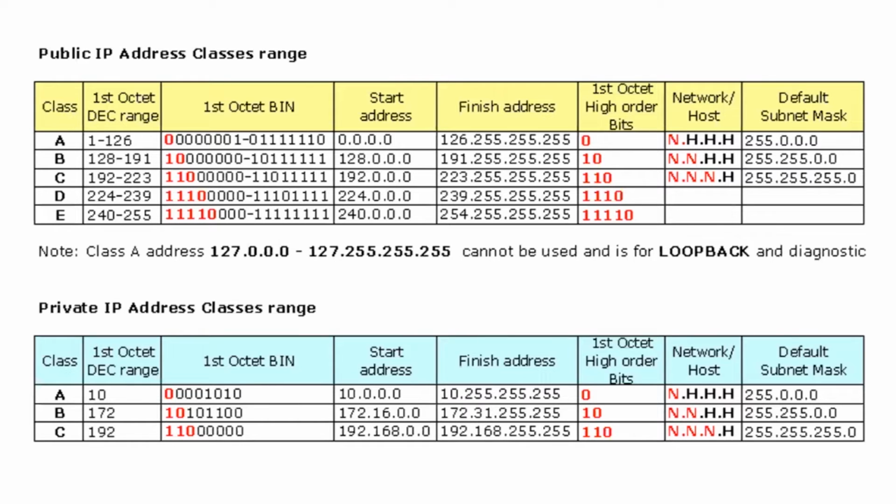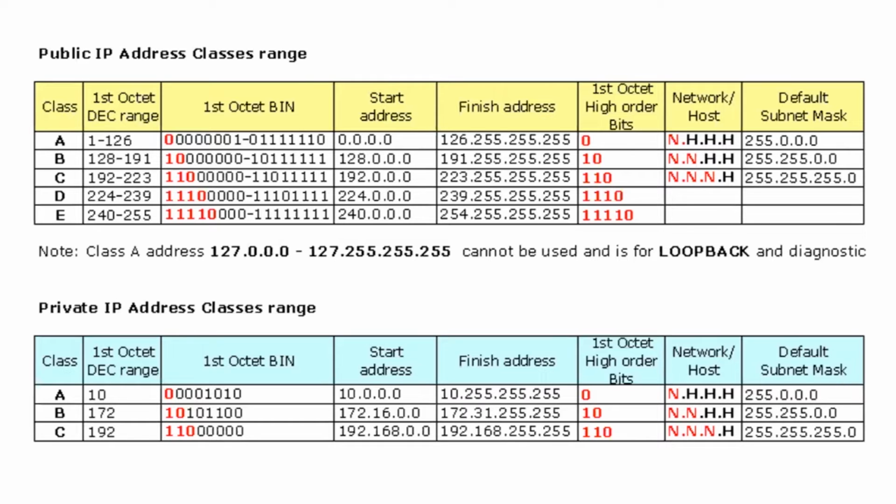Okay, and class D and class E are majorly used for research purpose and some other areas. So this is not available for the public. Okay, let's not worry about that. So we need to worry about class A, B, and C. Okay, there a specific range is allocated to the private IP.